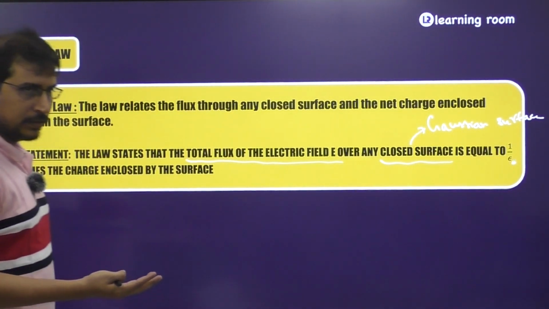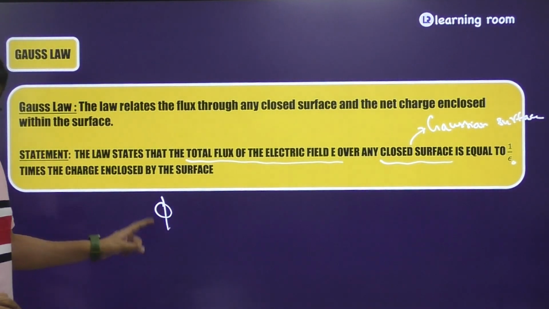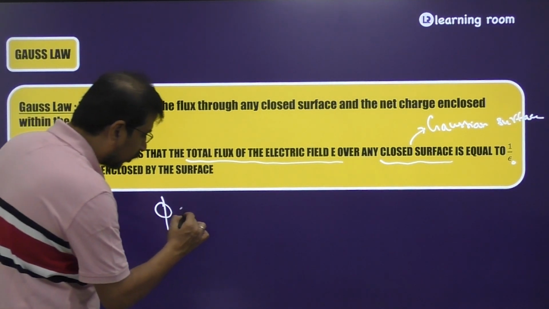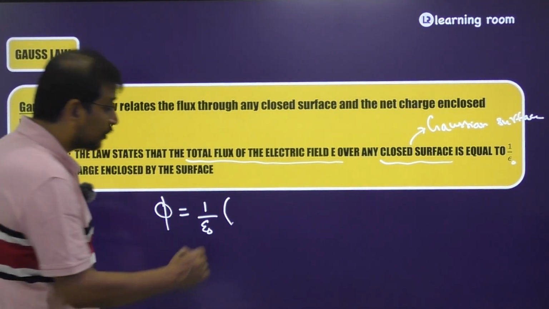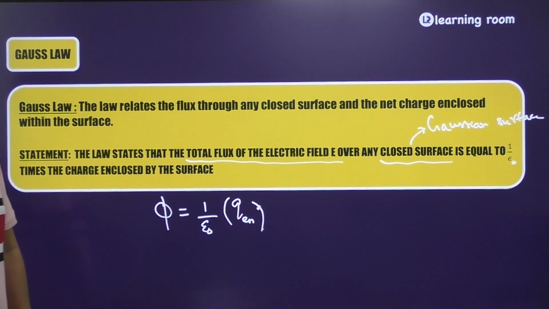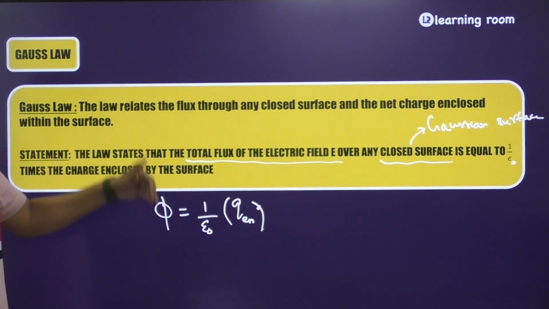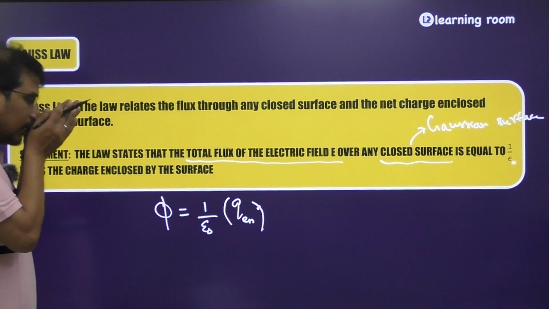How is flux represented? With the symbol phi. So if you know the total flux through a closed surface, this will be equal to 1 divided by epsilon naught times the charge enclosed by the Gaussian surface. This is the mathematical statement. With this, you will see you can find the electric field in very few steps.